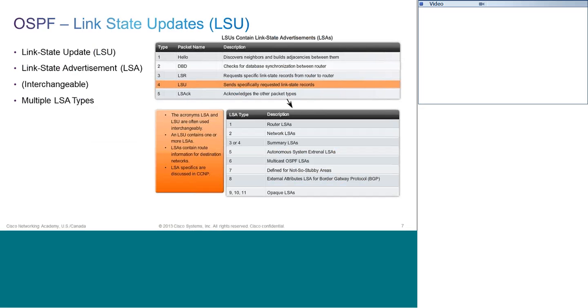Only the first 5 link state advertisement types are covered on the CCNA. So if you look at the chart here, types 1, 2, 3, 4, and 5 are the ones that will be tested on the CCNA and will be covered in our discussion of multi-area OSPF.